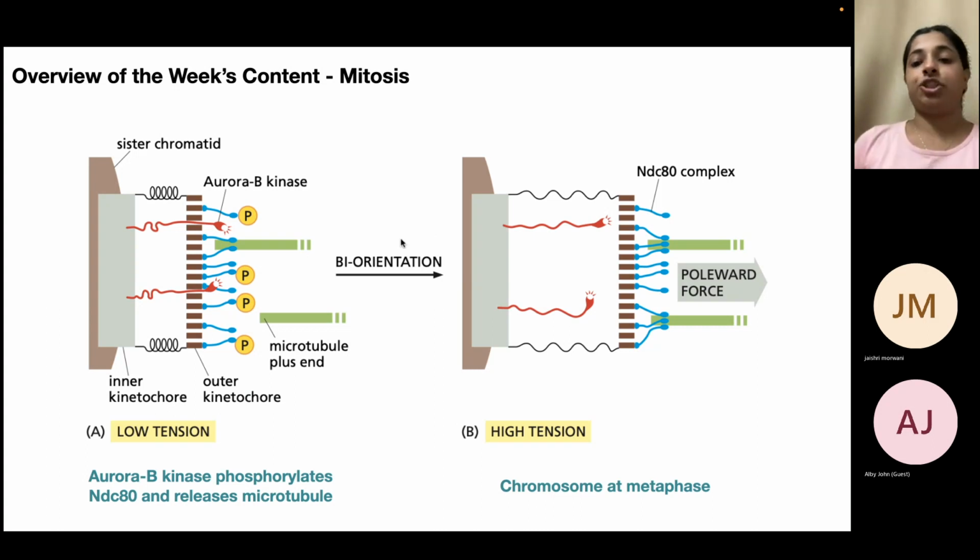However, if there is enough tension, that means that it is tautly pulled to both ends, then the microtubule is present nowhere near the aurora B kinase, and it is not able to phosphorylate these proteins, and hence this chromosome is still attached to the microtubule itself. This is how the cell ensures that there is proper biorientation and equal partitioning of the sister chromatids.